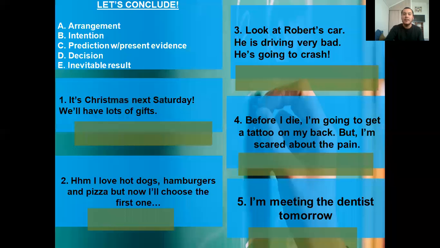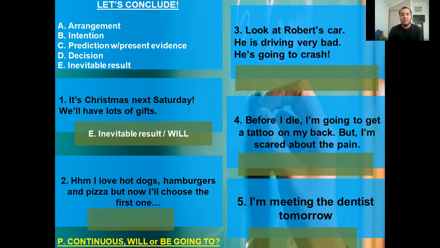Now let's see the first activity. Remember that in this part, the idea was to connect the examples to the functions and additionally to talk about is it present continuous, will, or be going to. So let's see example number 1. It says, it's Christmas next Saturday. We'll have lots of gifts, right?